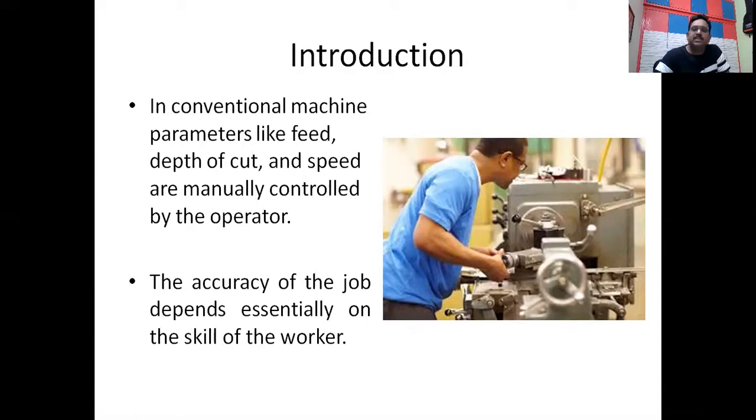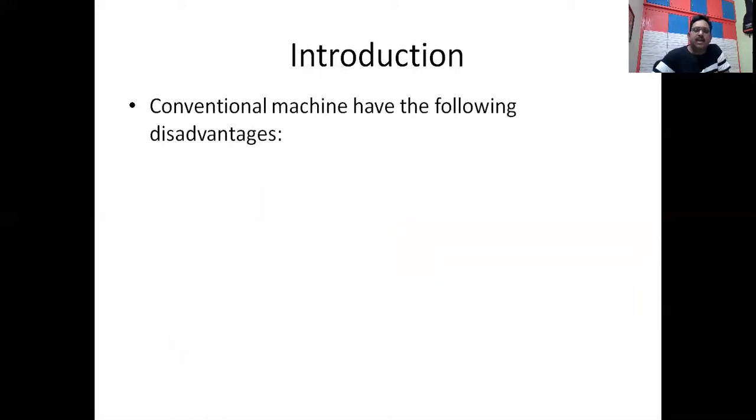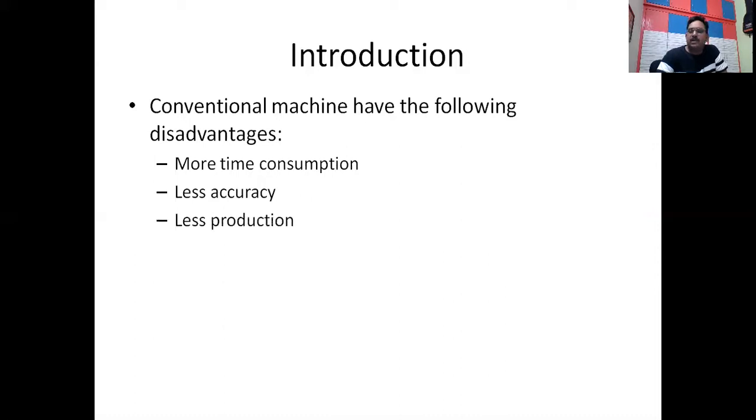This is what a traditional or conventional machining process in manufacturing looks like. But conventional machines have some disadvantages. We know it takes more time because the operator has to do all these things. Accuracy is less, and there is always a possibility of human error. And because it is not done automatically and the entire operation must be performed by the operator only, there is less production, and it requires very skilled labor.